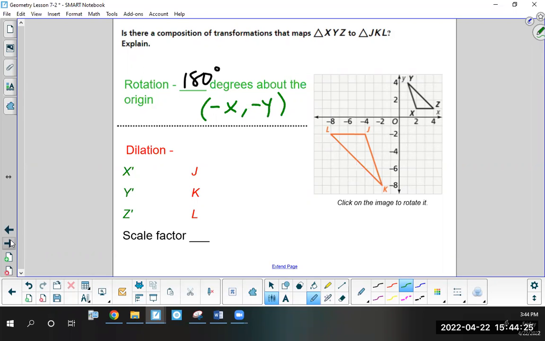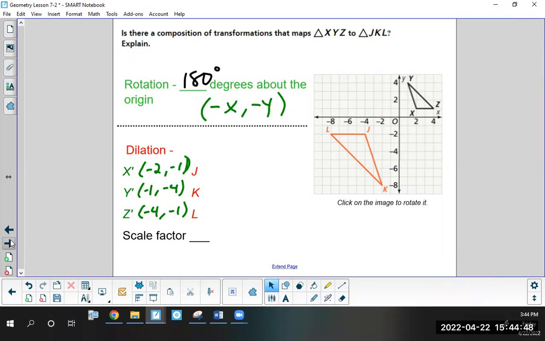Okay, so you should have had -2, -1. Sorry, it's parenthesis. -1, -4, -4, -1. Okay, and then now we have to perform the dilation. We have to do it by a scale factor of 2.